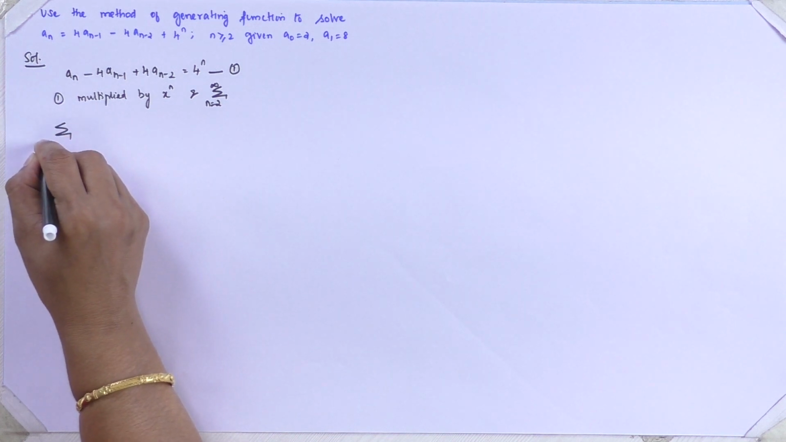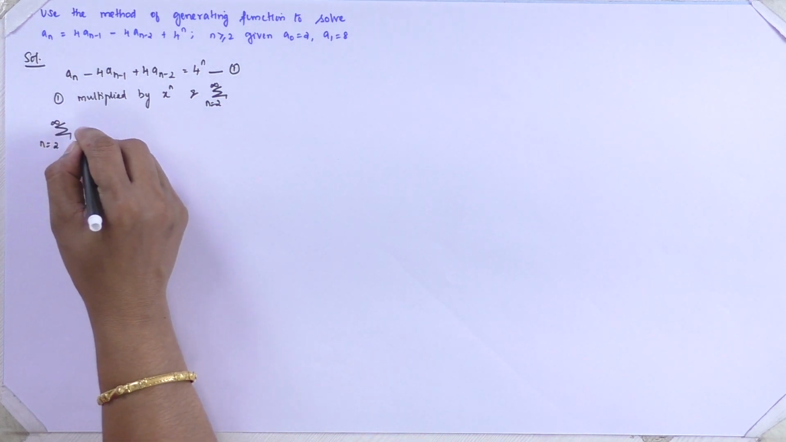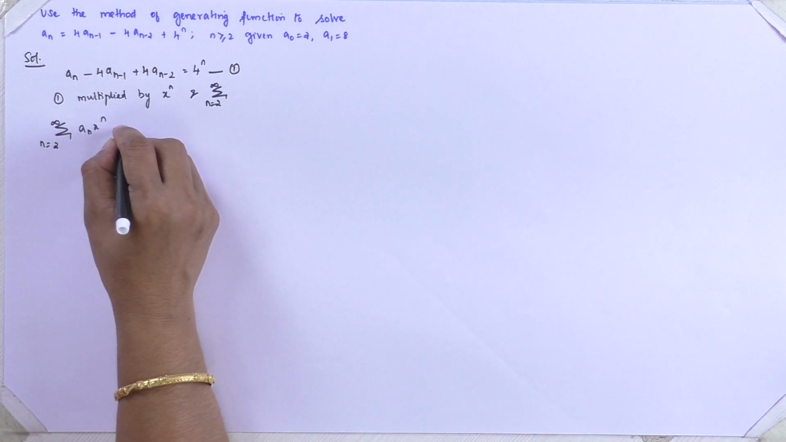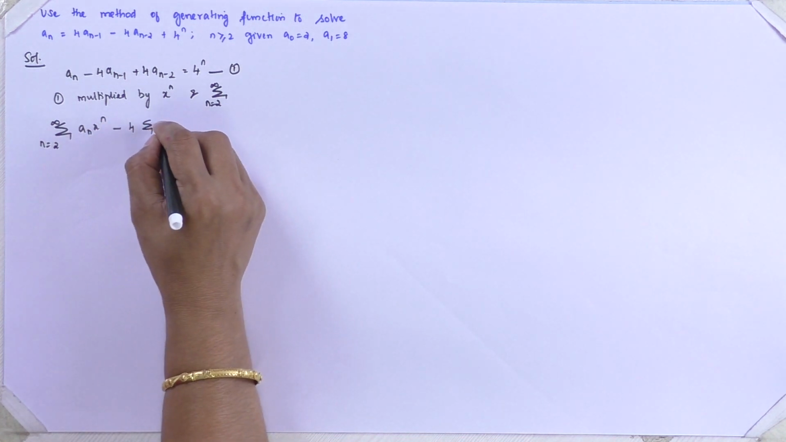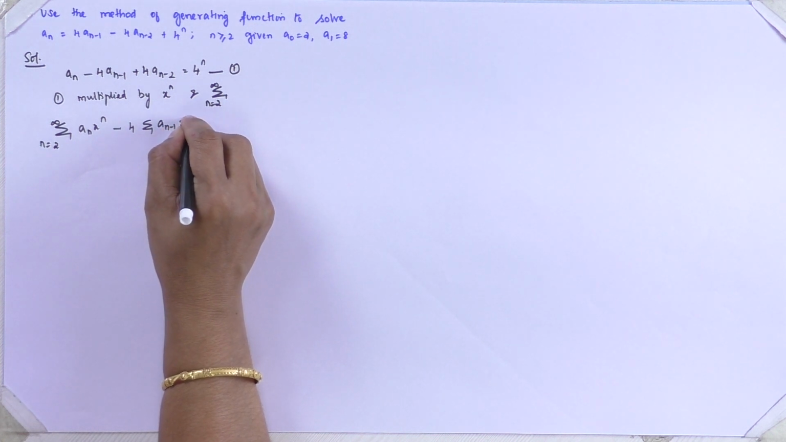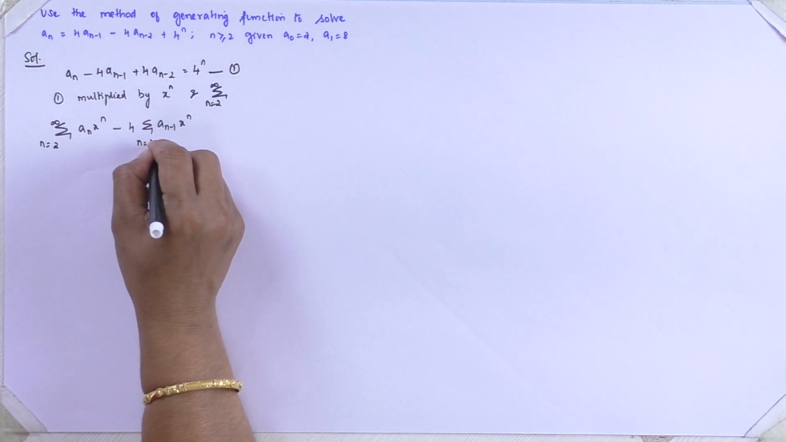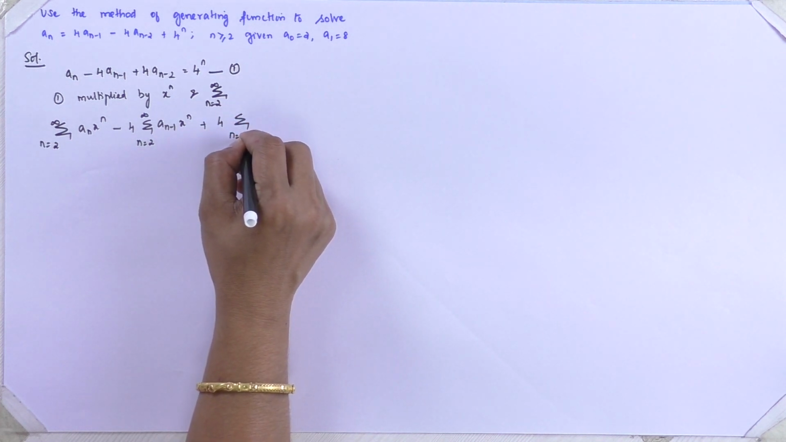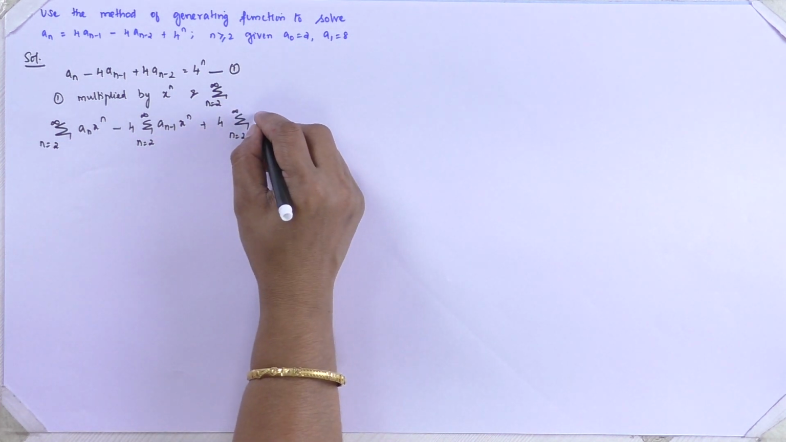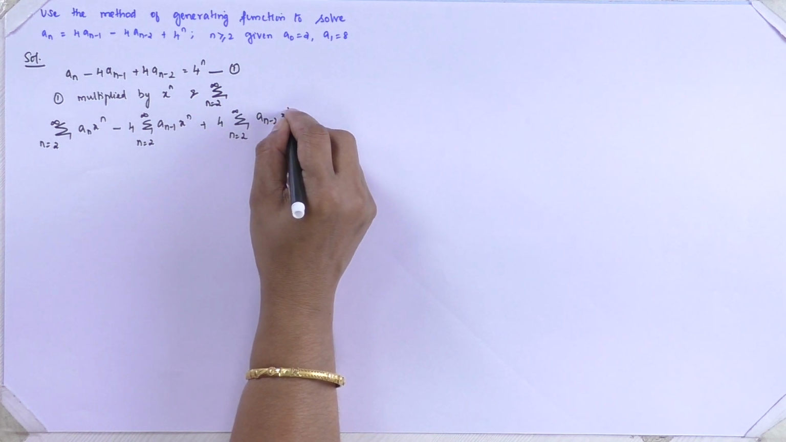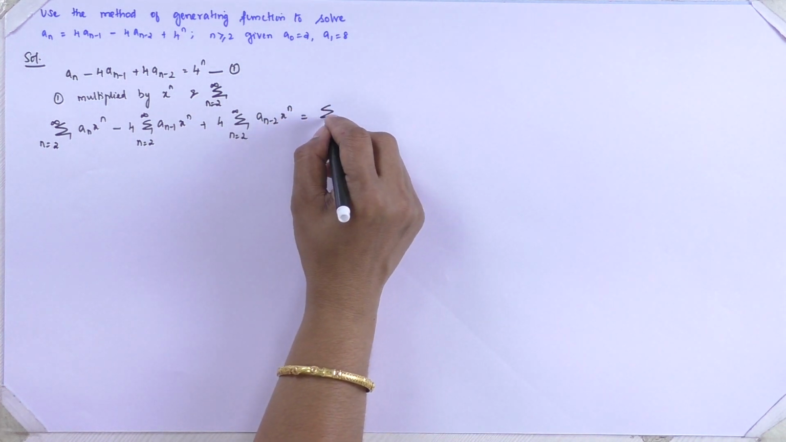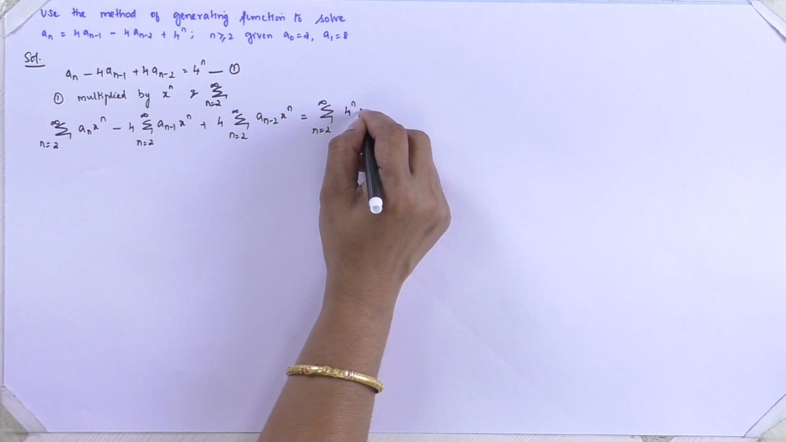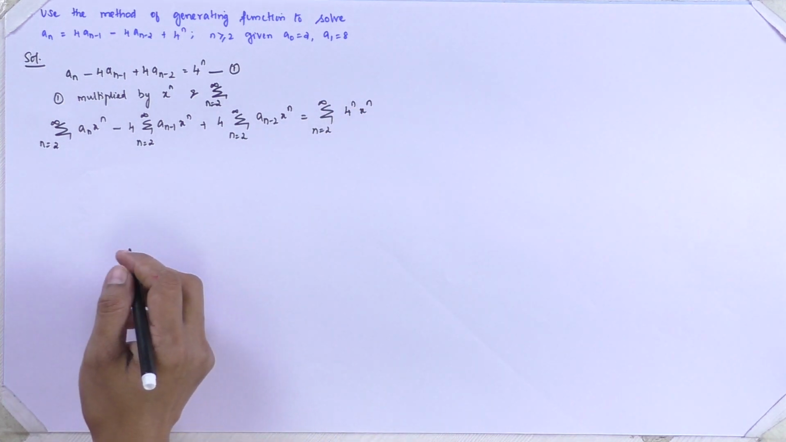So, summation n is equal to 2 to infinity an x power n minus 4 into summation n is equal to 2 to infinity an minus 1 x power n plus 4 into summation n is equal to 2 to infinity an minus 2 x raised to the power of n is equal to summation n is equal to 2 to infinity 4 power n into x power n. Right.